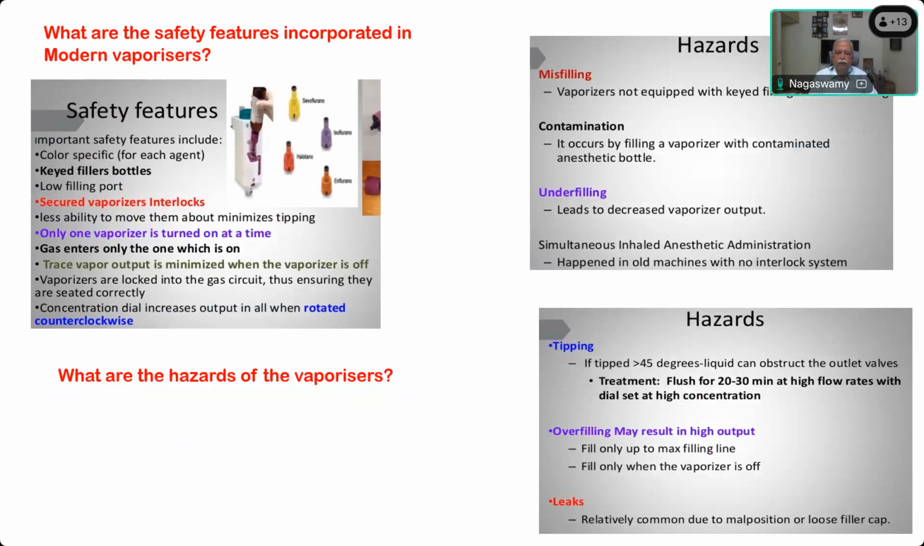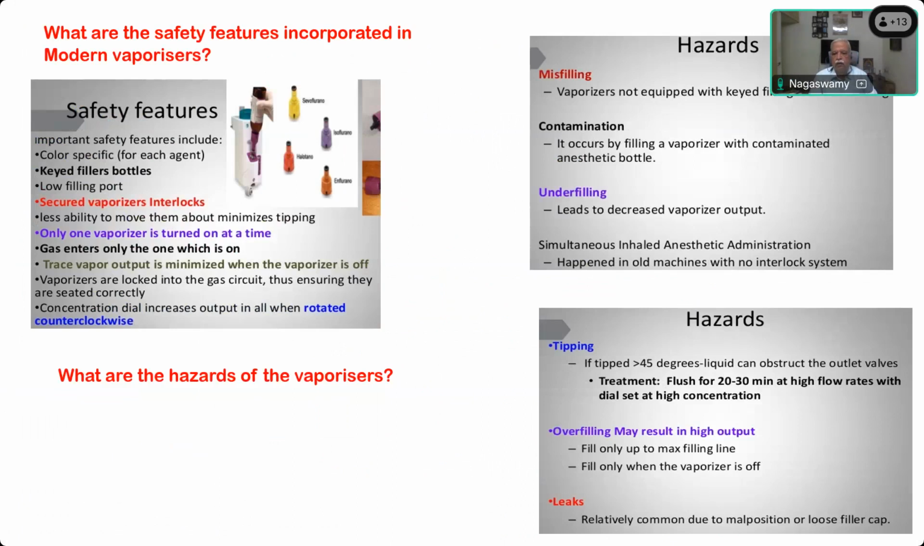Misfilling, especially with the pour method, where you just remove the cap and directly pour from the bottle, there is always a chance that you can fill up with the wrong agent. That is why we now have the pin filling and quick fill, easy fill. All these things are safety measures to prevent wrong filling. Then there may be contamination, there may be underfilling. These should decrease vapor output. So you should always have that minimum level present to have the correct output.